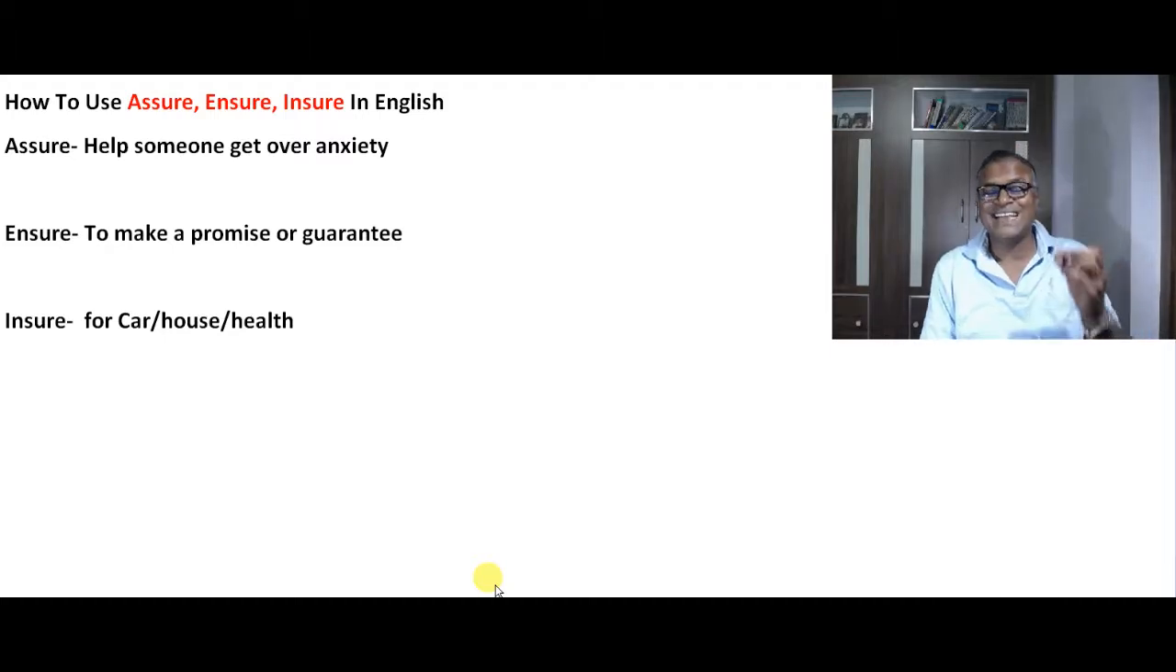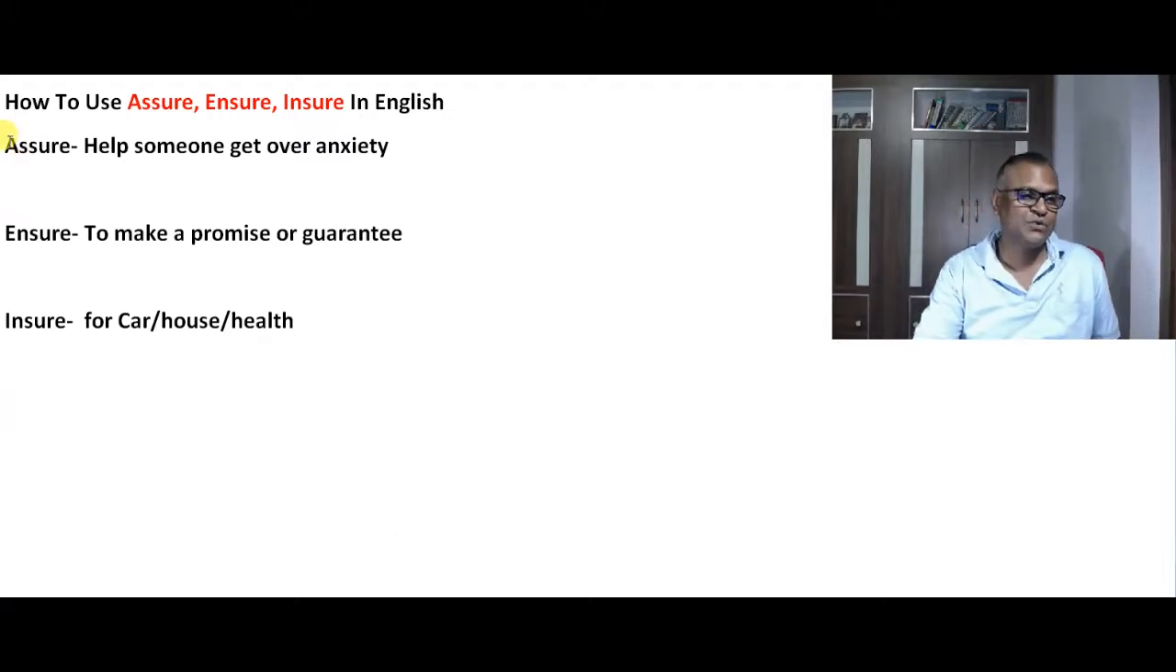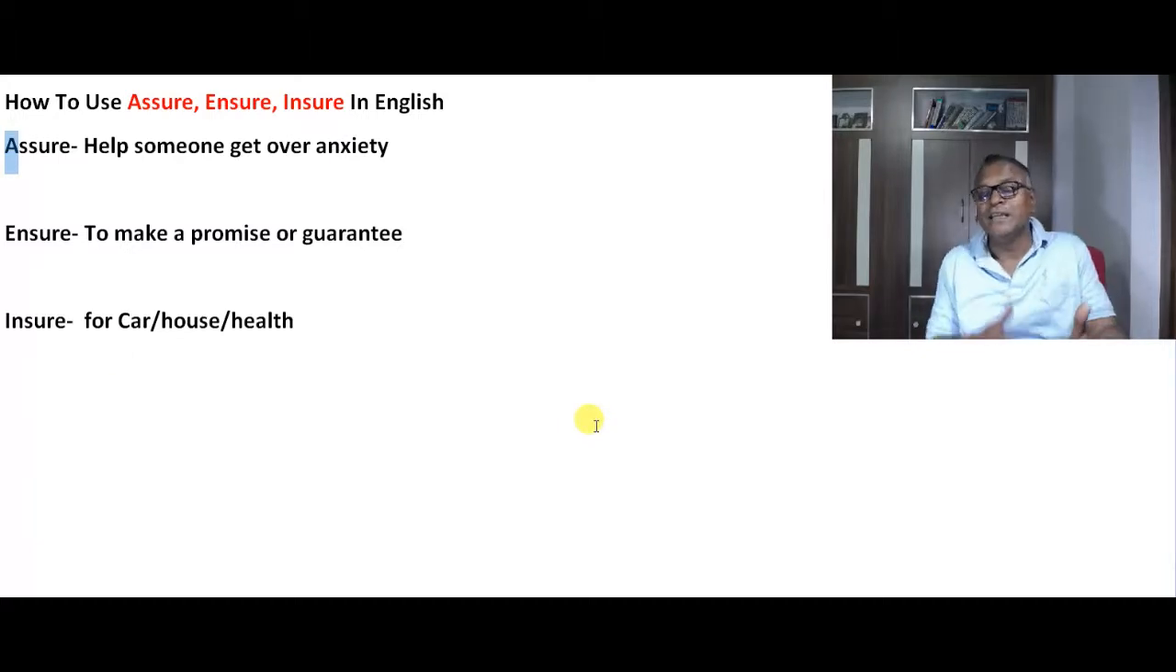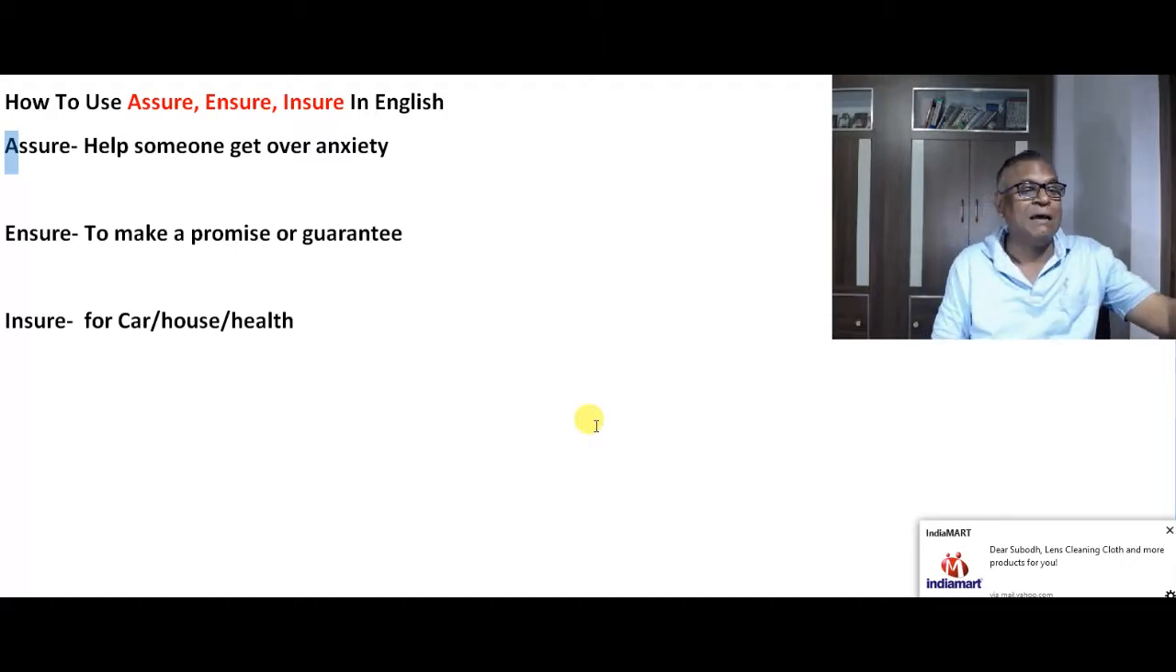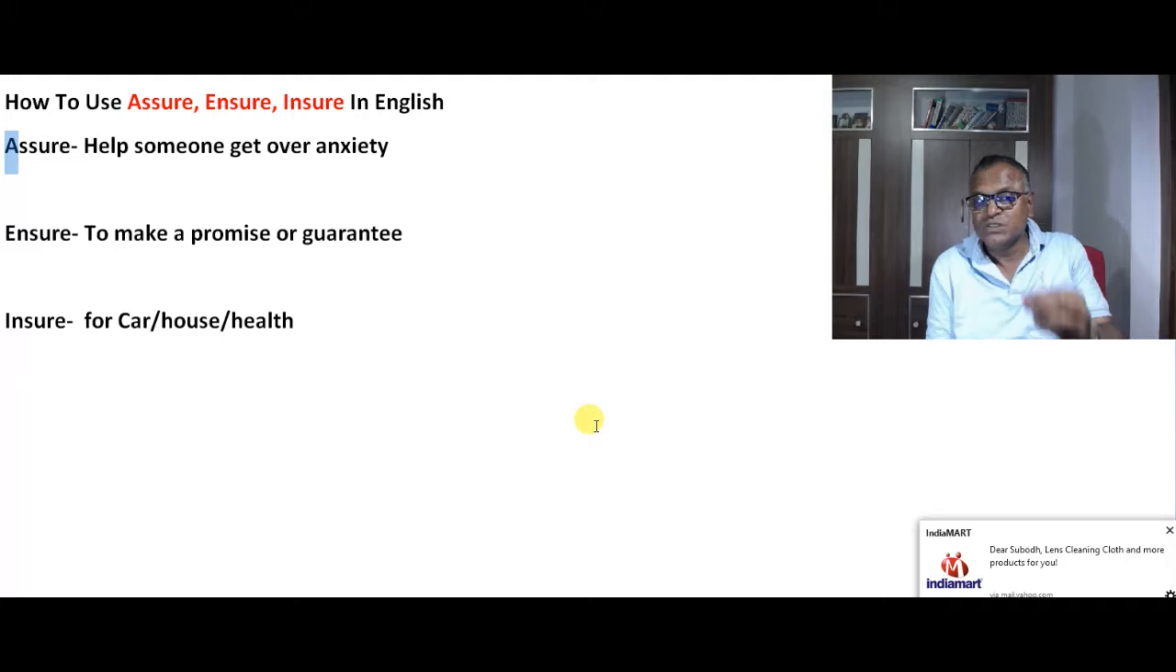So first is assure. Assure means you assure people. Assure, a, alive. You just keep it in your mind: this a is for alive, means you assure people or animals. You cannot assure a table or a pen. So it is used with living things. Okay.